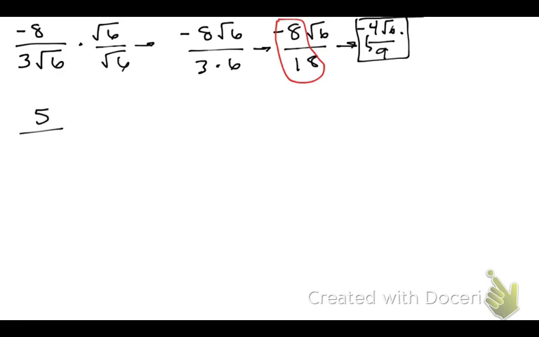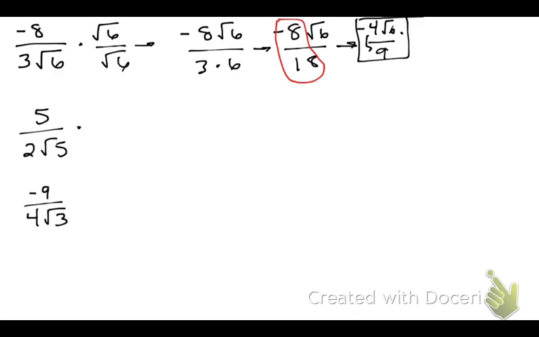5 over 2 root 5. And then when you're done with that, try negative 9 over 4 root 3. Hit pause and give it a shot. Let's see how you did.